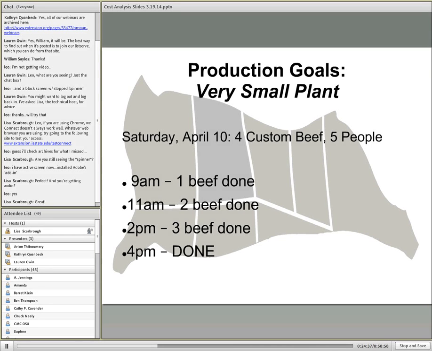You've got 4 beef that you're going to get done, and you have 5 people. So by the first break, 1 beef is going to be done. But when you break for lunch at 11, the second one is going to be done. By the time you take the afternoon break, the third one's going to be done, and you're going to be done at 4 p.m. So this is just putting it out there, and it's also breaking it down for your employees and for yourself: here are the expectations, but in even more bite-sized pieces.